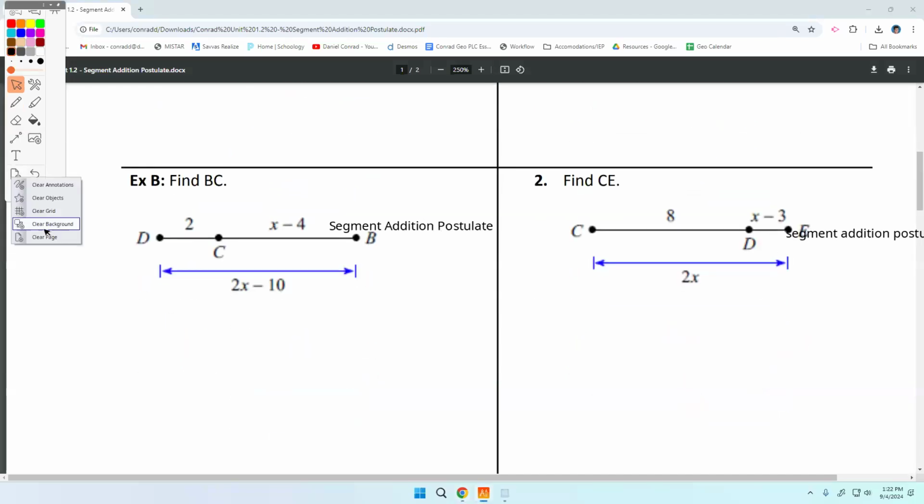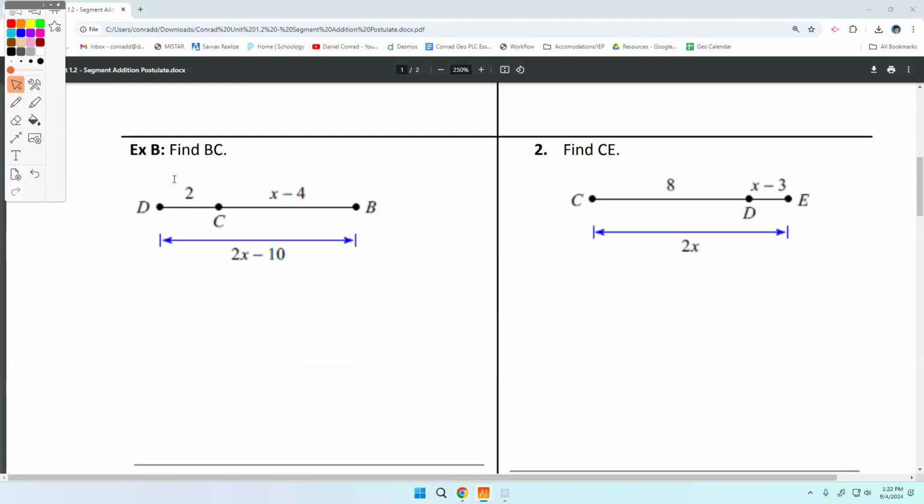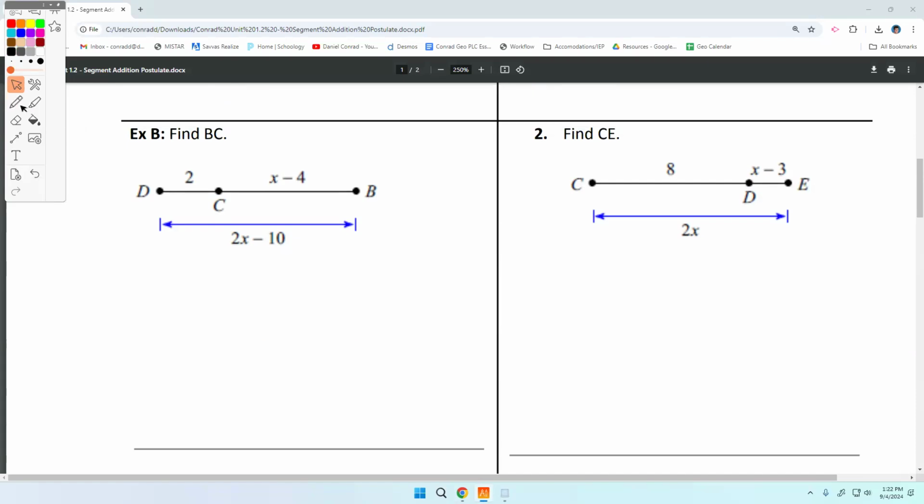Okay, so the second one, we're going to do the same thing. We're going to use the segment addition postulate. So the first piece is DC plus the second piece, which is CB, equals the whole thing, which is DB.